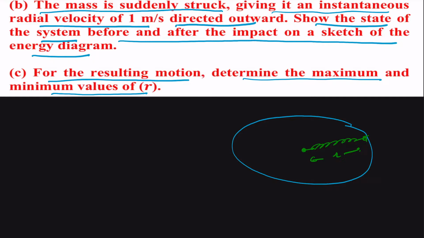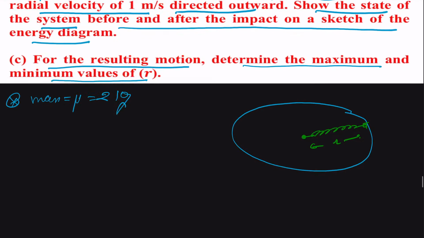So here mass is given as 2 kg. Therefore we can say that the mass, which is mu, is equal to 2 kg, and we have spring force, that is F, which is given as 3 times r. Okay, so obviously it will be directly inwards toward the pivot point.